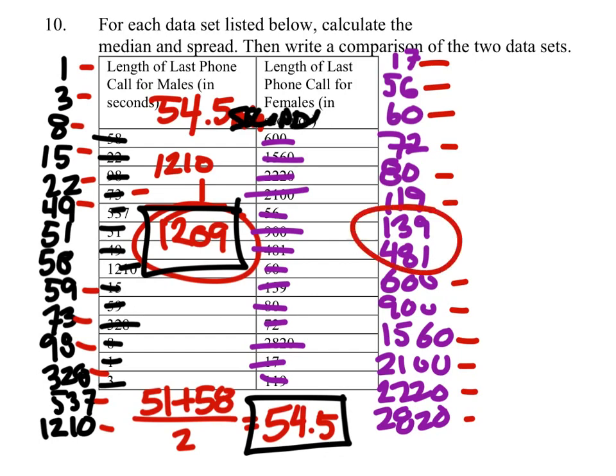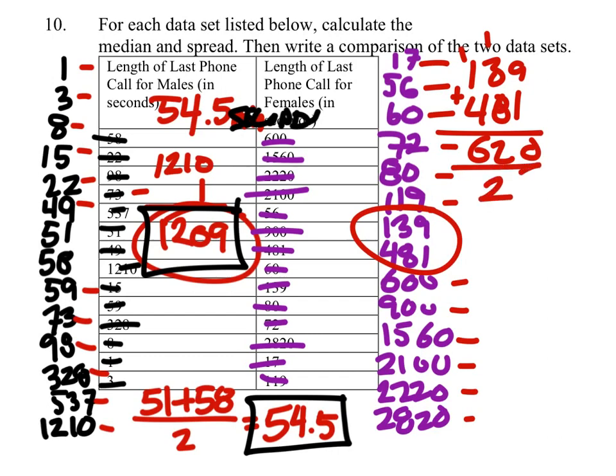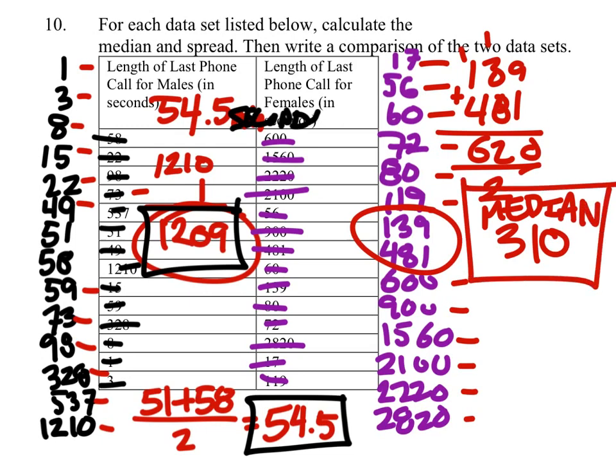So we're going to have to add those two, 139 plus 481. And then we carry the 1, and we get a 12, carry the 1, and a 620. And we'll divide this by 2, which would give us 310 is the median, in seconds.